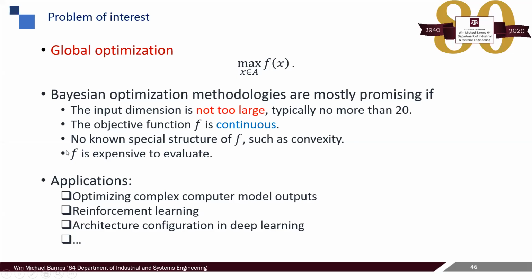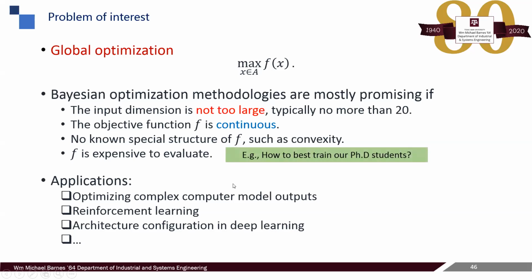And the last one actually is most important. F has to be expensive to evaluate. Because Bayesian optimization is not a specific algorithm. It's more like a framework for solving these problems. I will show you later. This framework requires that F has to be expensive to evaluate, either costing you a lot of money or a lot of time. If F is easy to evaluate, for example, just an analytic function, then we do not use this kind of method.